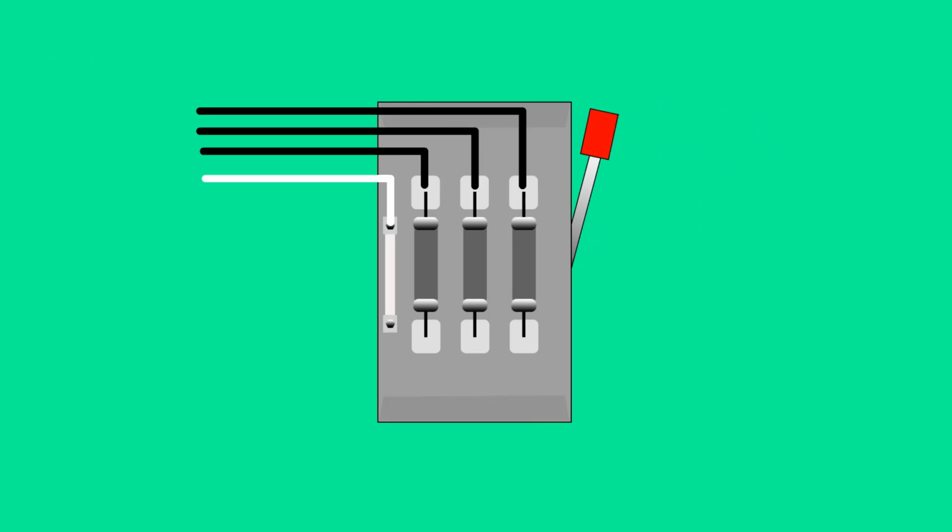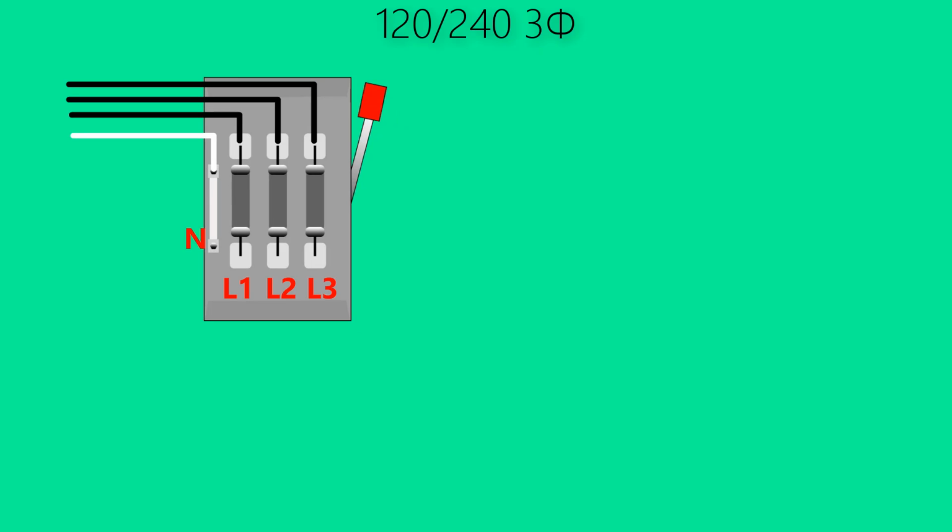Let's identify the phase-to-phase voltages and the phase-to-neutral voltages. The three power legs of the service are identified as line 1, line 2 and line 3. Identified here as L1, L2 and L3. The neutral connection is identified with the letter N. First, let's look at the phase-to-phase voltages.